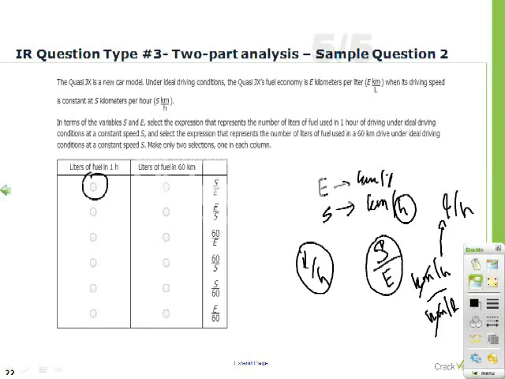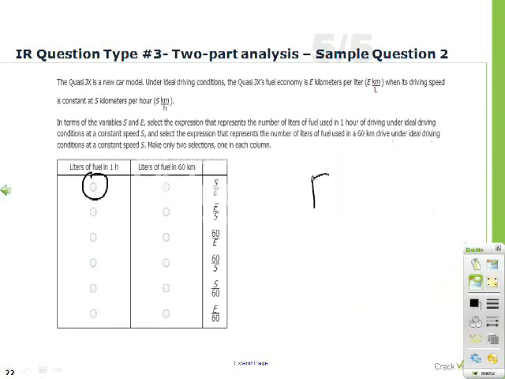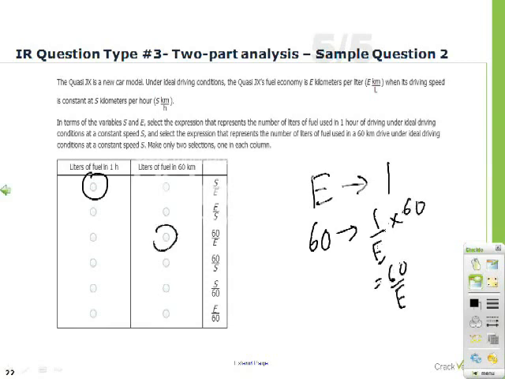Second is liters of fuel in 60 kilometers. Right? So in E kilometers, I use 1 liter. In 60 kilometers, I will use 1 by E into 60, that is equal to 60 by E. So, easy? Some of them may be easy.